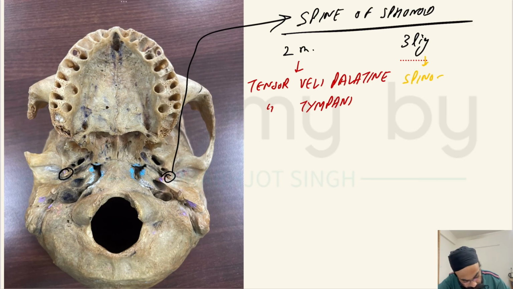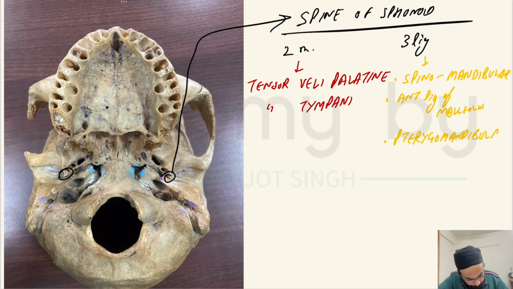Ligaments are spinomandibular, anterior ligament of malleus, and pterygomandibular. This is attached with the lateral pterygoid plate. So one with the lateral pterygoid plate, एक जाएगा मैंडिबल पे और एक एंटीरियर मेलियस जो कि यहाँ से अंदर जाएगा. कहाँ से अंदर जाएगा? We will just have a look.